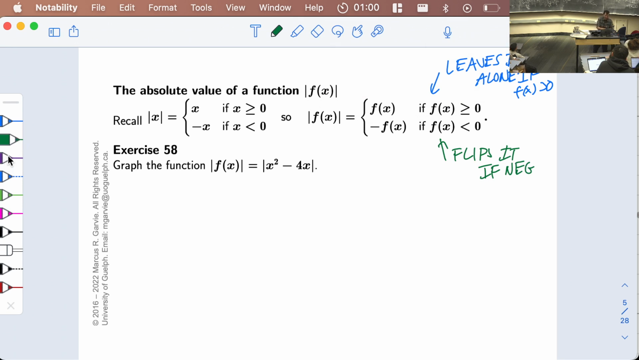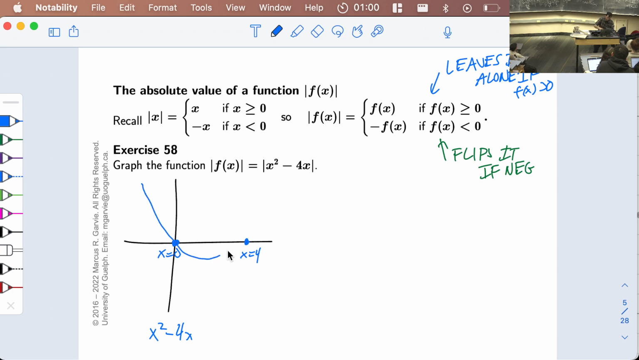So what does this look like? I will tell you without too many details. What does the graph of just x squared minus 4x look like? It is a quadratic equation. It goes through x equals 0 and x equals 4. Y equals x squared minus 4x is that blue graph.